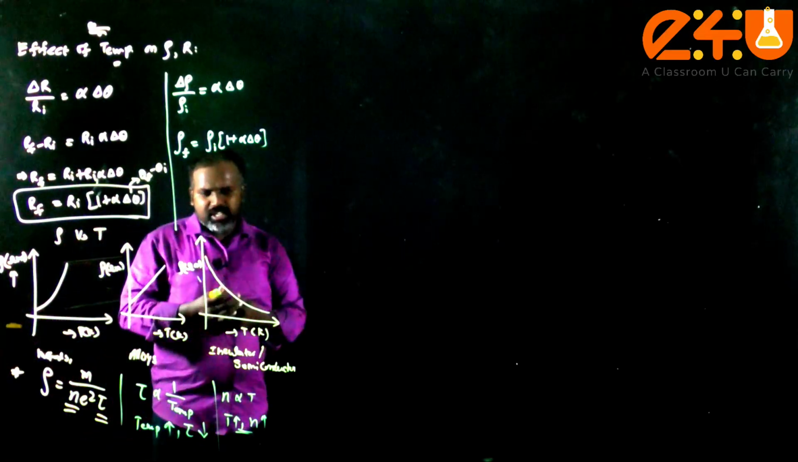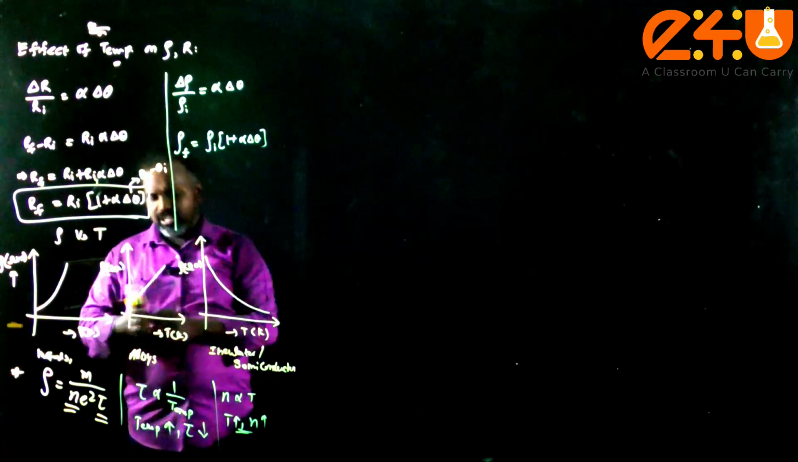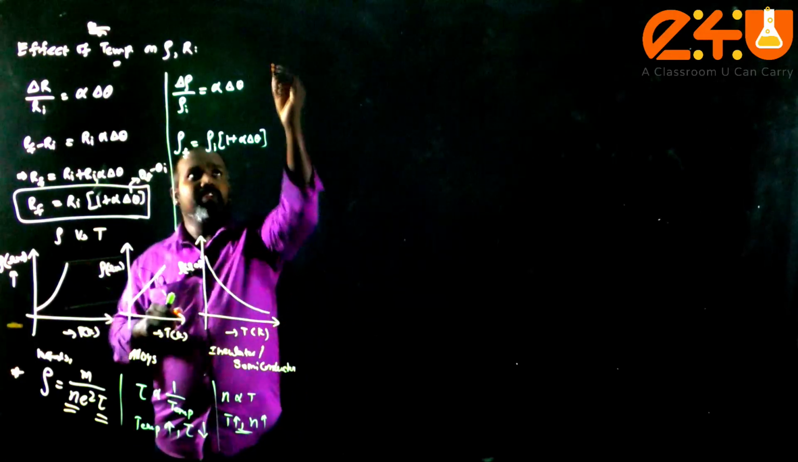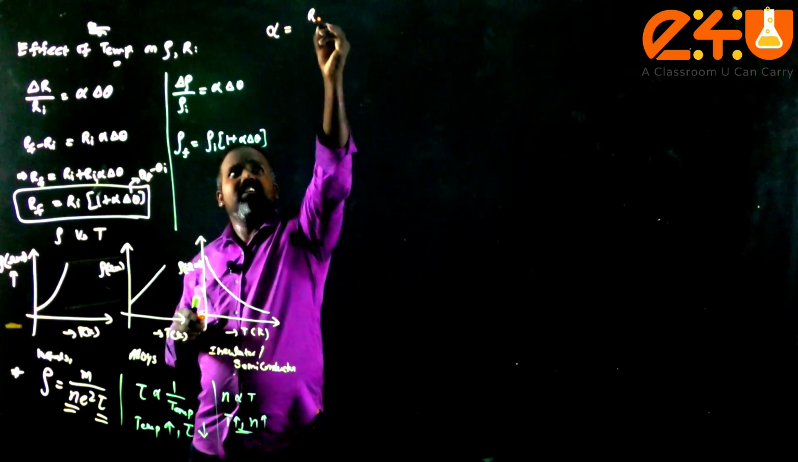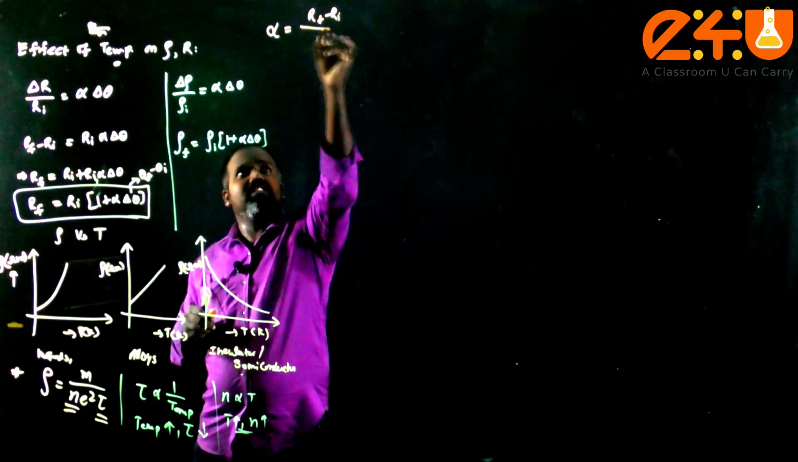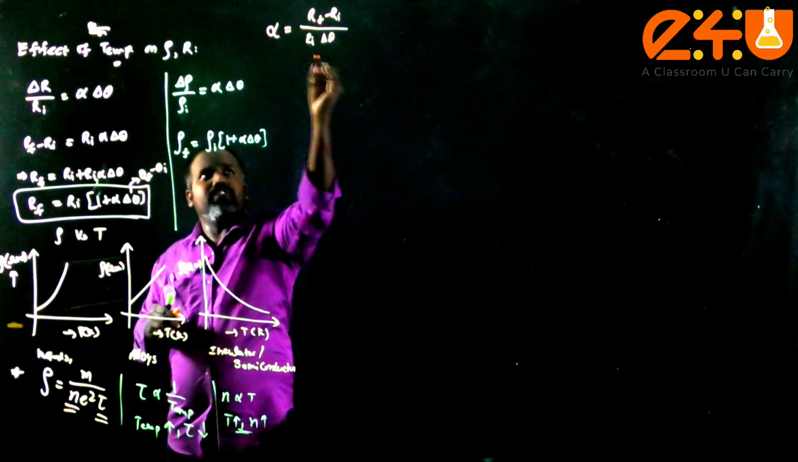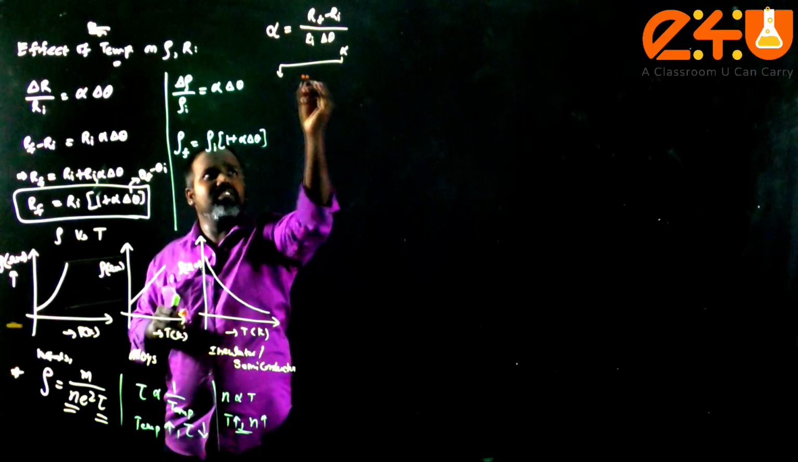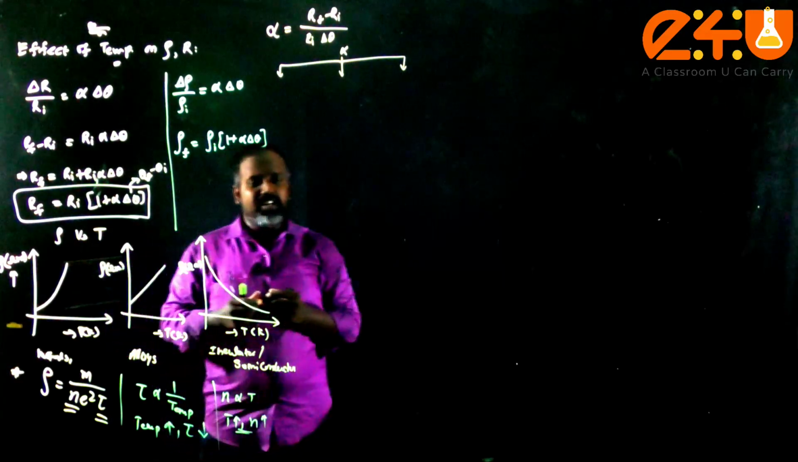There are certain alloy materials. From the same expression we can get that alpha is equal to R final minus R initial divided by R initial into delta theta. This alpha can take any sign, either positive or negative.